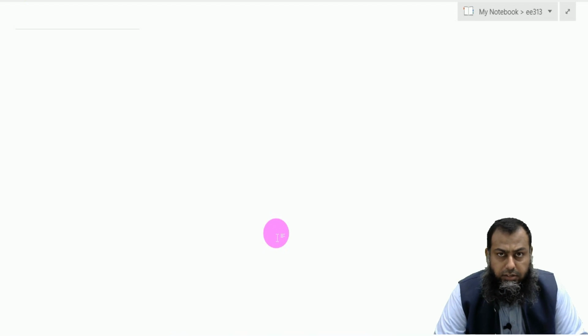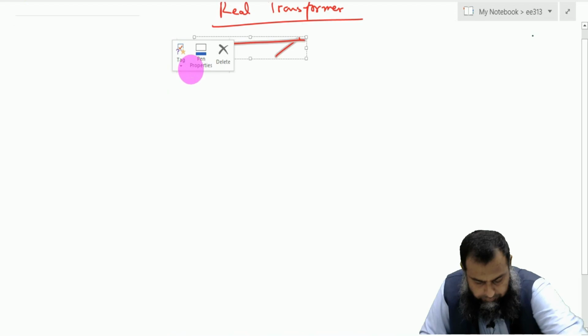In the last class, we discussed an ideal transformer and some of the magnetic aspects, and saw that for an ideal transformer, the turn ratio V1 over V2 is equal to N1 over N2, which is equal to I2 over I1. In today's class, we will continue our discussion on transformers, but this time we will discuss the real transformer. So let us start with today's lecture.